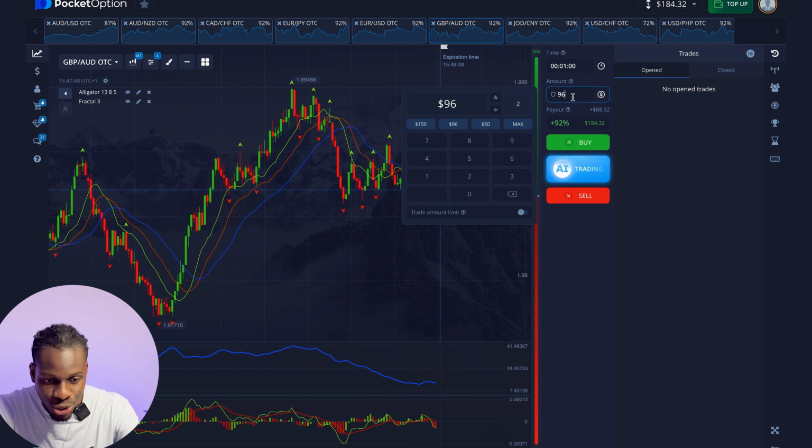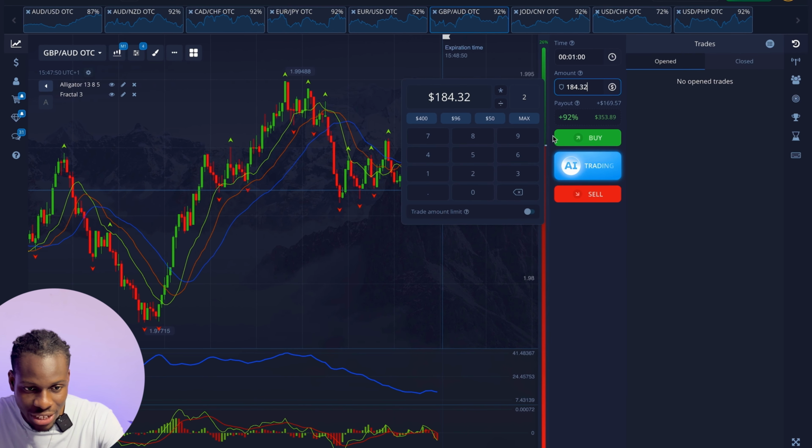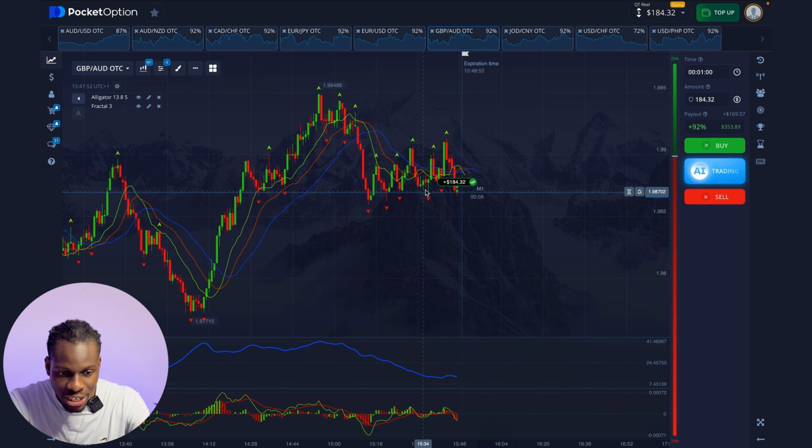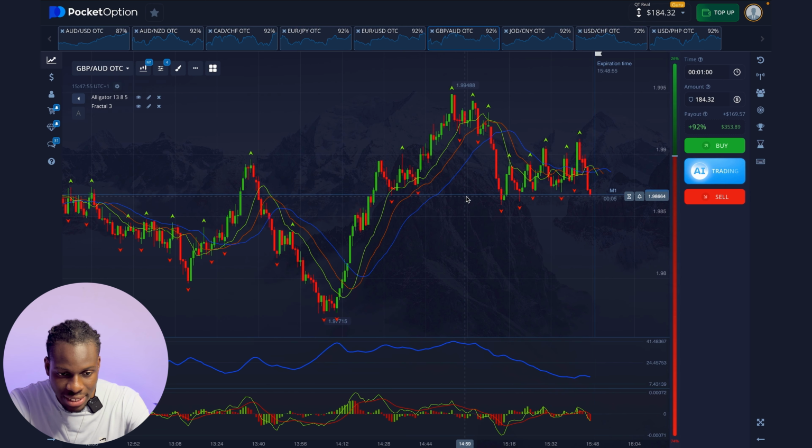Perfect, guys. This trade also closes in a profit. Amazing, guys. We're on a roll today. I changed the balance, and now let's search for the next entry.